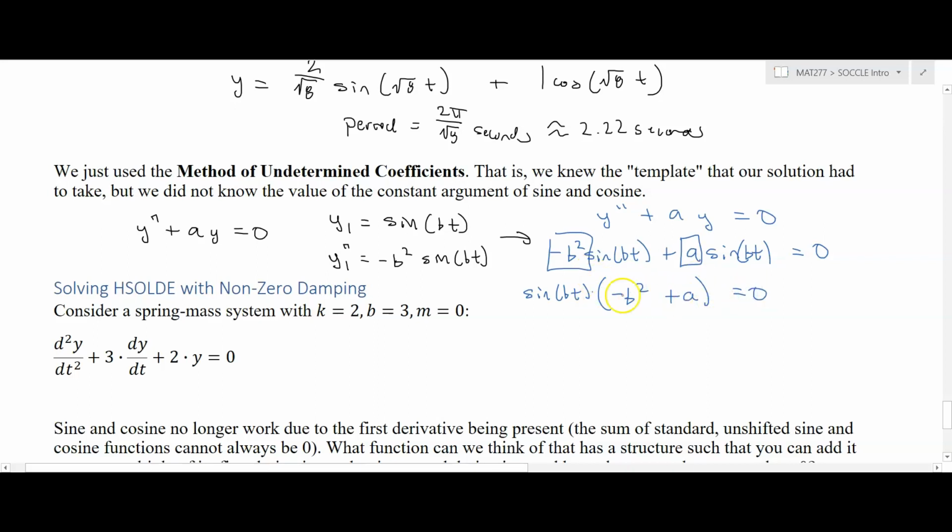Now, the only way this product is going to equal 0 is if negative b squared plus a equals 0. And so if we want to solve for b, we get b squared equals a. And so b is equal to the square root of a. Now, it's really plus or minus, but we're just going to take the positive value for now.